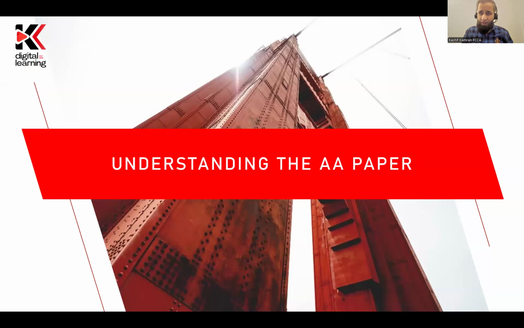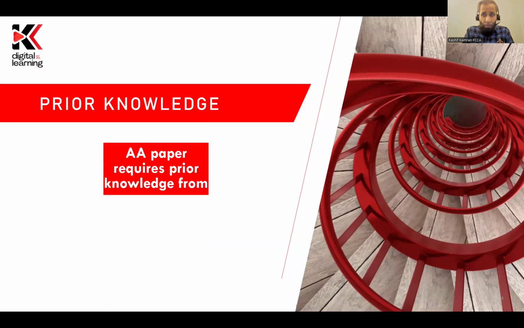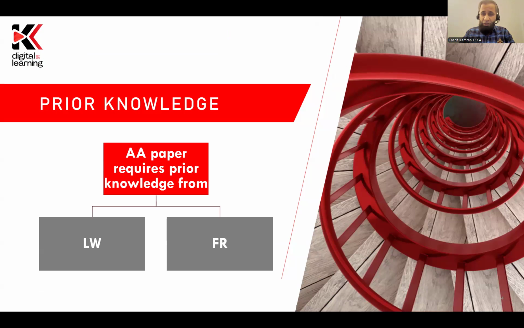The very first thing we need to understand is the AA paper. Is there any prior knowledge which would be helpful when you are attempting the AA paper? The prior knowledge required for the AA paper primarily comes from the law paper and the financial reporting paper. You need to be well versed with the accounting standards and your financial reporting knowledge coming from the FR or the F7 paper. That is highly recommendable because there are areas in the AA syllabus which need you to be well versed with the accounting knowledge.